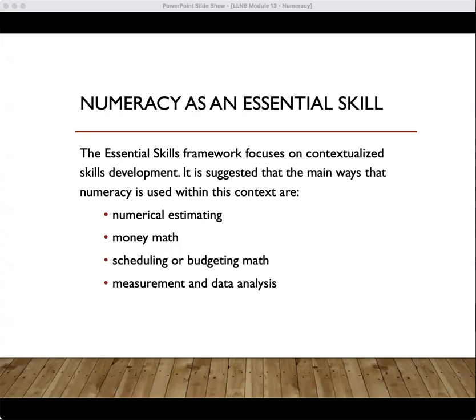Although it looks like numeracy is just one skill out of 9, it is also a function within all of the other essential skills. The Essential Skills Framework focuses on contextualized skills development. It is suggested that the main ways that numeracy is used within this context are numerical estimating, money math, scheduling or budgeting math, and then measurement and data analysis.